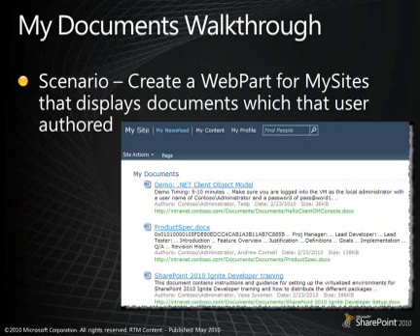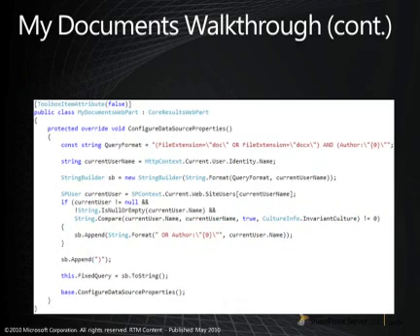So let's show an example of just one scenario where a custom core results web part is really useful. The scenario is we want to create a web part which will be deployed to a user's My Site. We want the web part to display the documents which that user has authored. We'll call this web part My Documents. The solution requires that we create a dynamic query at runtime, which takes the user's name and passes it as part of the query which asks search to return documents authored by the user executing the web part.